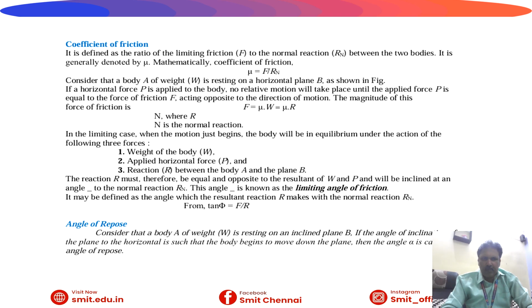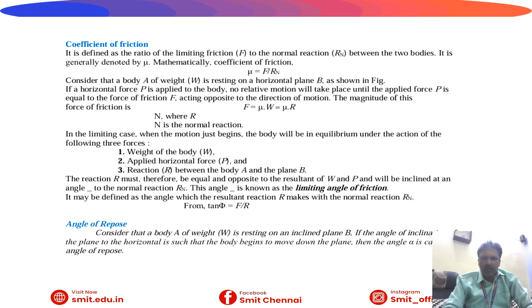This slide represents the coefficient of friction, a very important definition. It is the ratio of limiting friction to the normal reaction between the two bodies. It is generally denoted by the term mu. The coefficient of friction mu equals F by Rn.